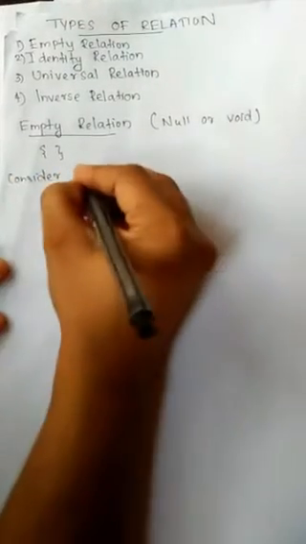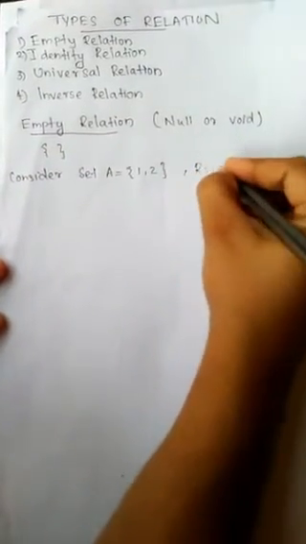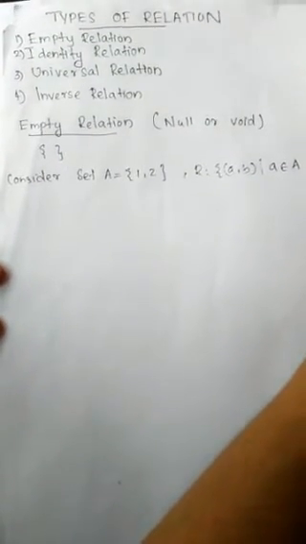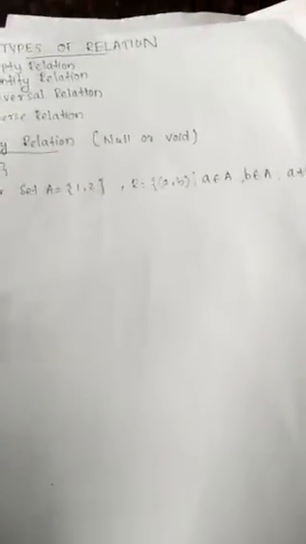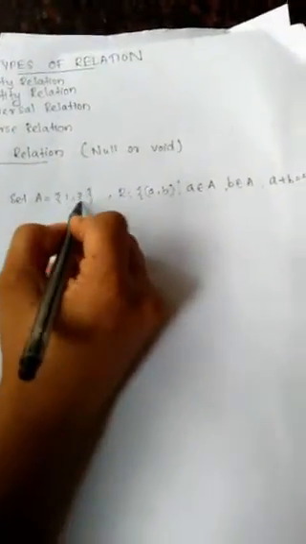So for example, consider set A equal to {1, 2}. Given the relation of ordered pairs (a, b), where a belongs to A, b belongs to A, such that a plus b is equal to 5. Just have a look at this question. In the Cartesian product A cross A, does any element give a sum of 5? Let's just look: 1 plus 2, does it give 5? No.